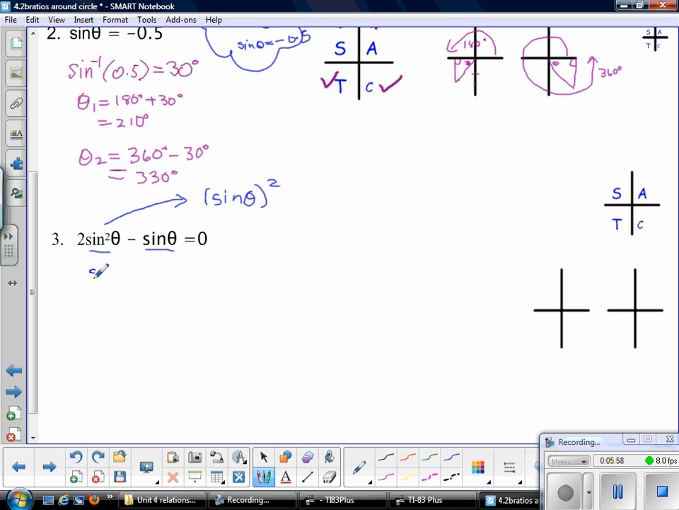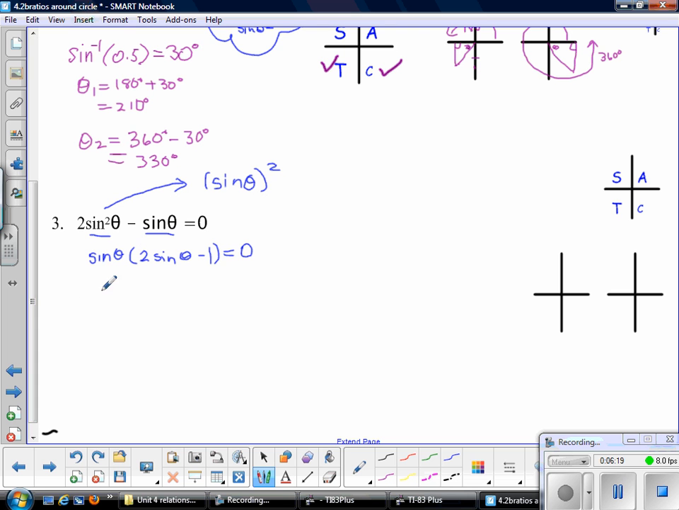So we're going to go sine theta. And when I factor sine theta out of the first term, I still have a 2. So I have 2 sine theta minus 1 equals 0. And you're saying, really? Yes, really.